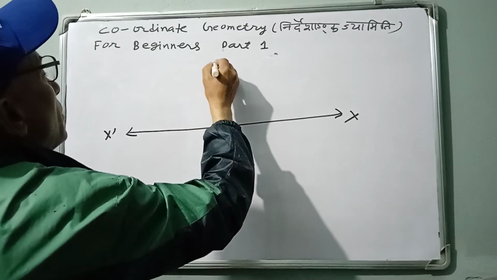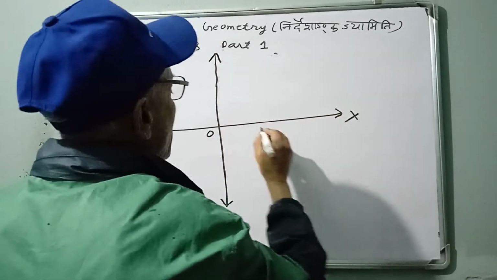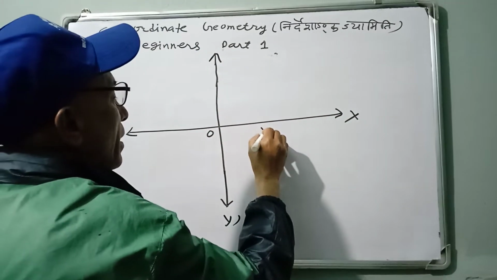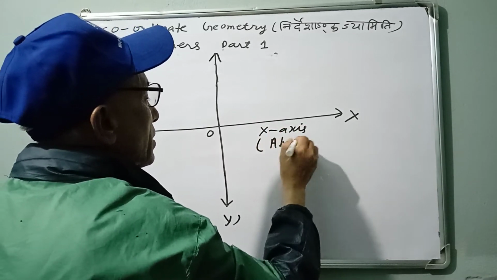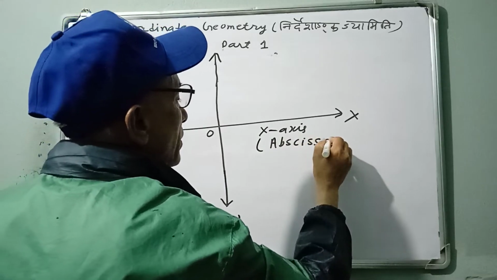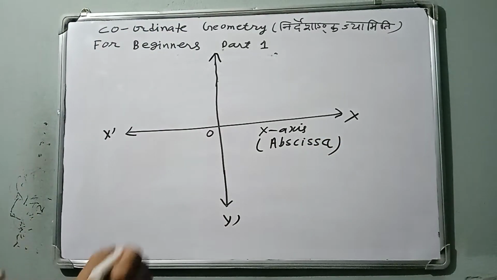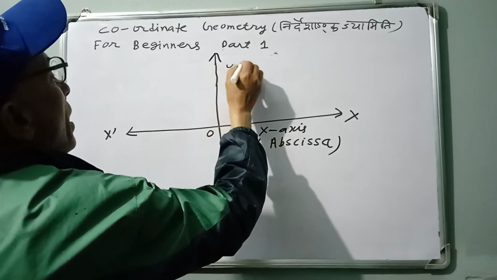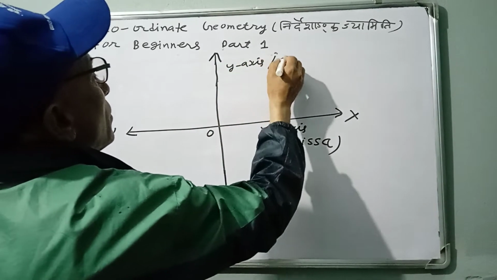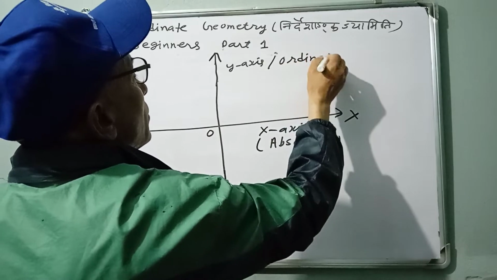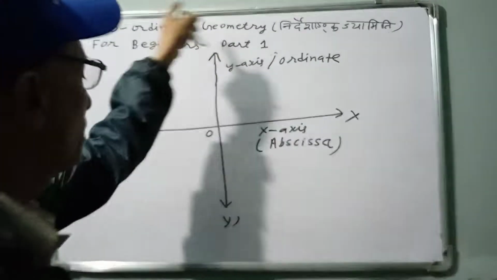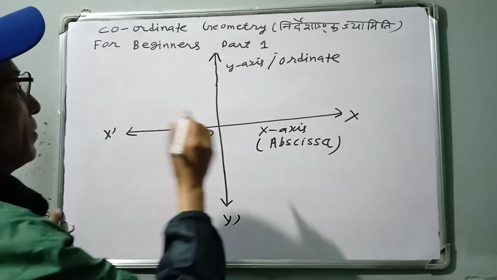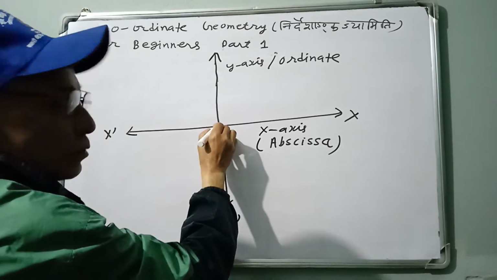Draw. This is called XOX dash, the X-axis or abscissa. This is called the Y-axis or ordinate. See, x-axis and y-axis. First thing. And another, this one is (0,0), the origin.